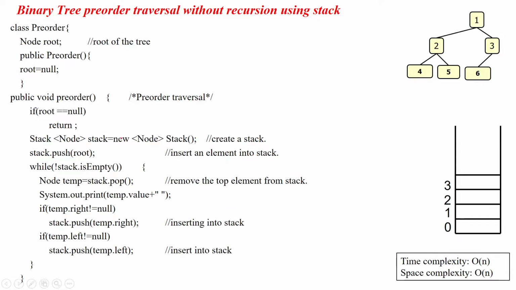We will see the example now. Here we are creating the class Preorder and creating the node root. Now we are calling the method with the root. Essentially we are checking whether the root is available or not. In this given tree, the root is available, that is 1, so this statement will not execute.